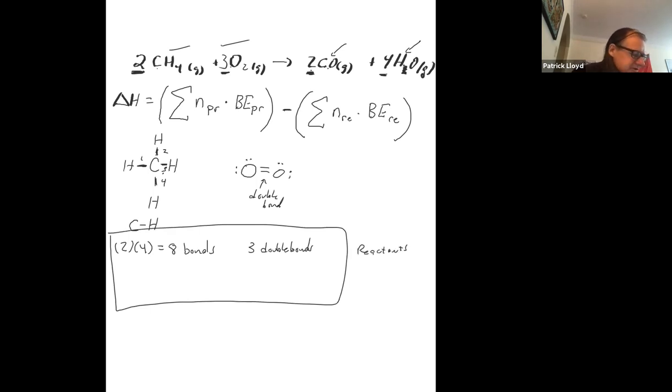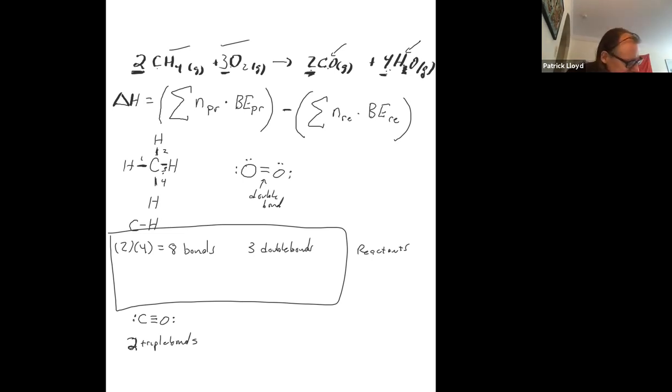Now I'm going to do the products. The first one is CO. This is the Lewis structure for CO. It's a triple bond. It's one triple bond, but you've got two of them. So two triple bonds, right? 2 C triple bond O. Because you've got the 2 there. That's where that 2 comes from.